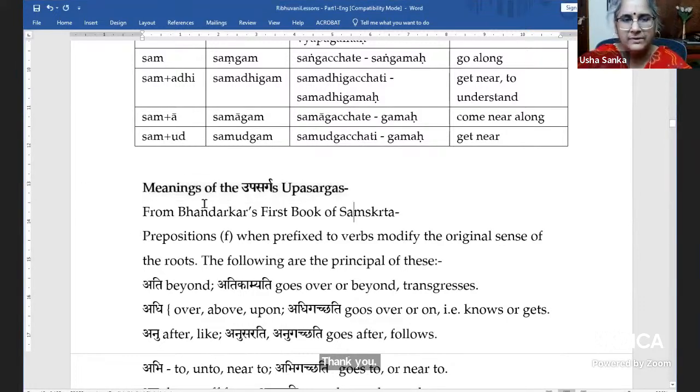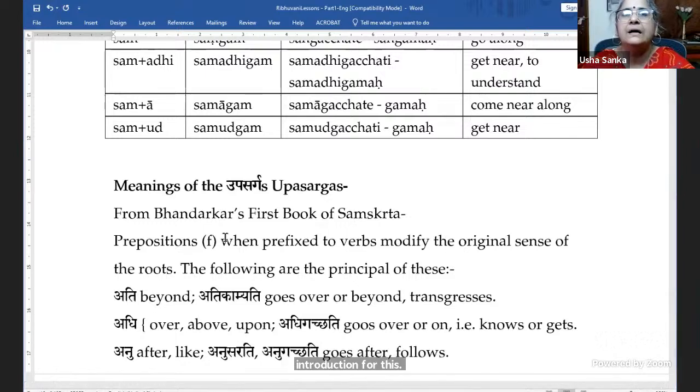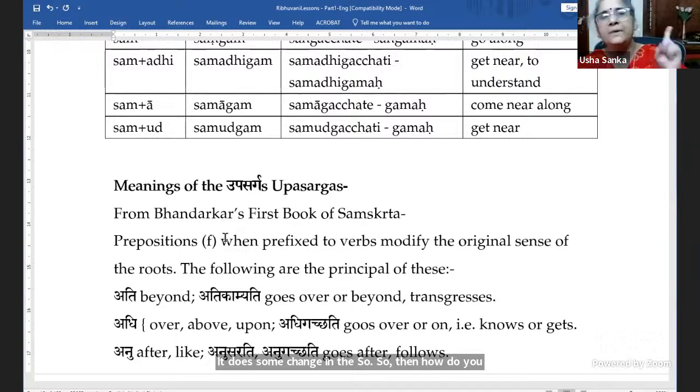As I told you, we will come to this. A small introduction for this. We learned that there are 3 ways in which a sopasargaka dhatu is affected when a new meaning generates. It does some change into the dhatu. The dhatu it joins with becomes a new thing in a new and opposite meaning. Or nothing happens, no change. Then some special meaning.